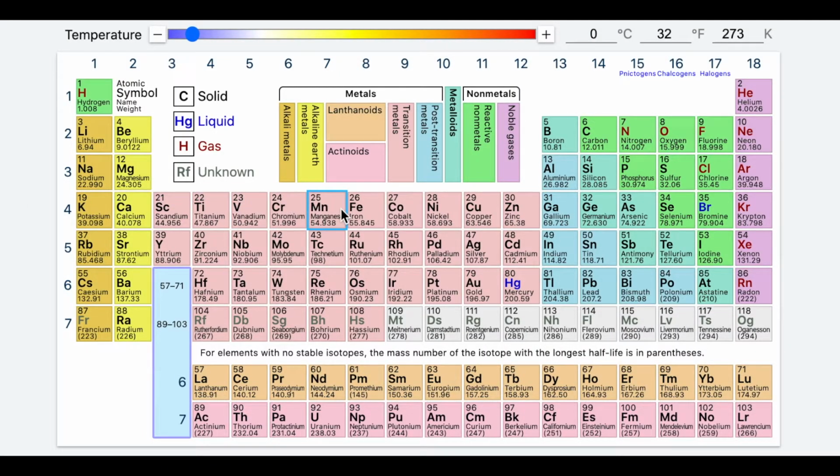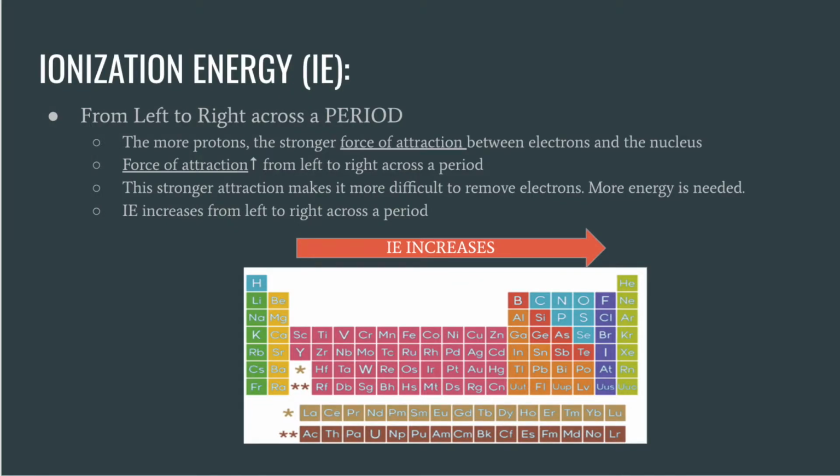As you're going from left to right across a period, we saw that we are going to be adding more protons. As the number of protons increases, remember that means our force of attraction is also going to increase. The stronger the force of attraction between the nucleus and its valence electron, the harder it is going to be to remove those electrons, to pull them away. Thus, more energy is going to be needed.